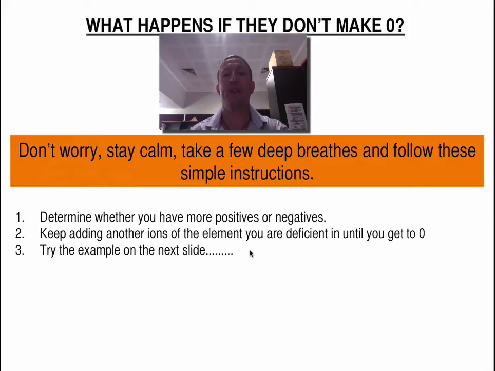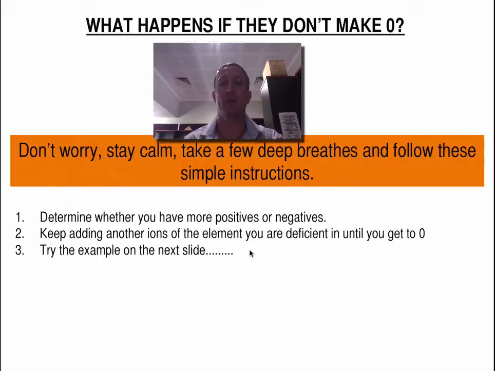Find out firstly what you are deficient in. Is it positive ions or negative ions? Add the ion that you are deficient in until you equal zero. Now it may be a case of adding negative ions, positive ions. You may have to add a negative and then a positive and then a negative until it eventually equals zero. But be logical. Go through it step by step with the skills that we have shown previously in these tutorials.